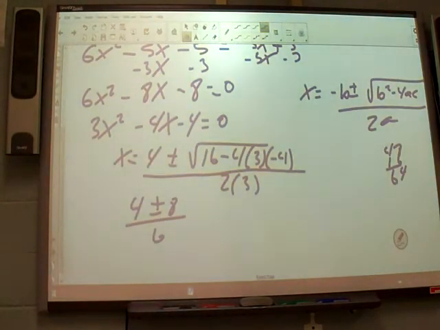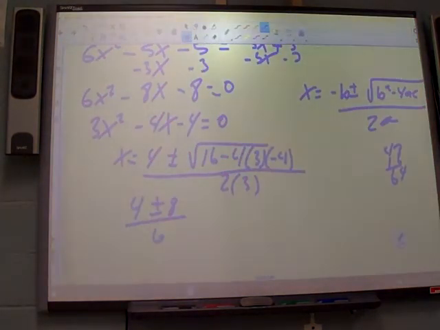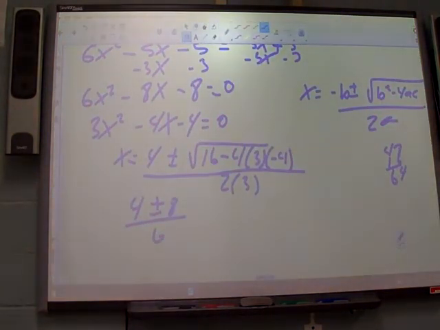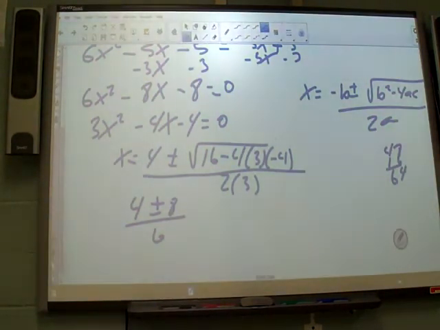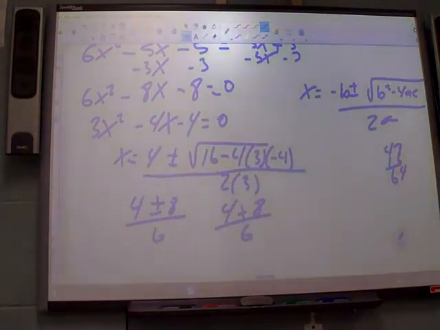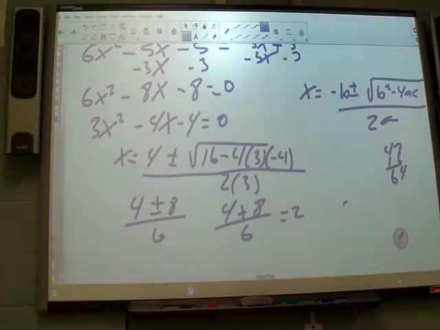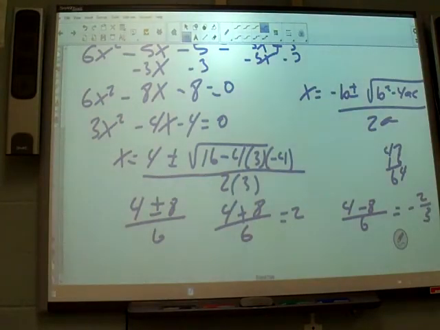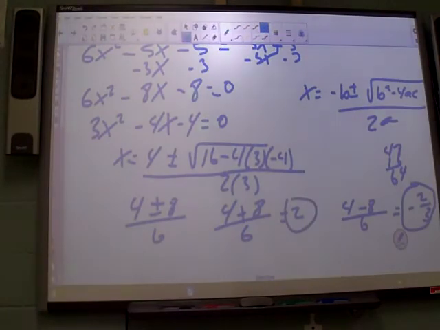Check me out, those of y'all that don't know what I did. 4 times 3 is 12, times 4 is 48, and that negative times negative makes a positive, so it's 16 plus 48. That got me 64, and then I square rooted 64, and I got 8. So I got to do 4 plus 8 is 12 divided by 6 is 2. 4 minus 8 is negative 4 divided by 6 is negative 2/3. Okay, so I'm looking potentially at those 2 answers.